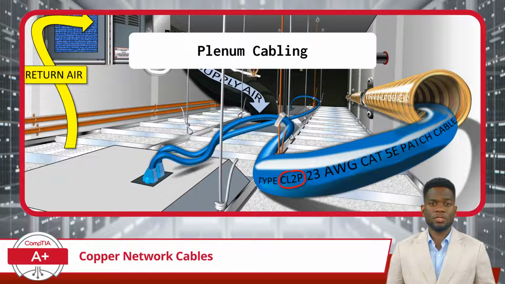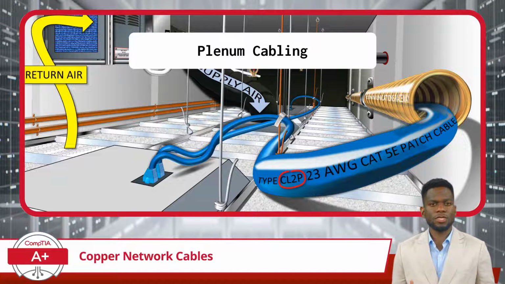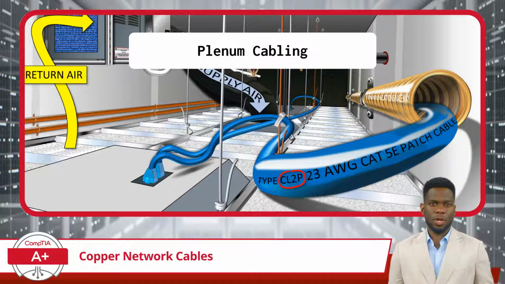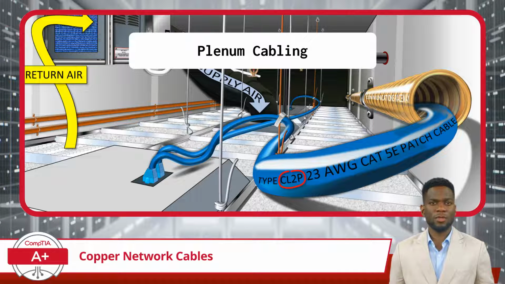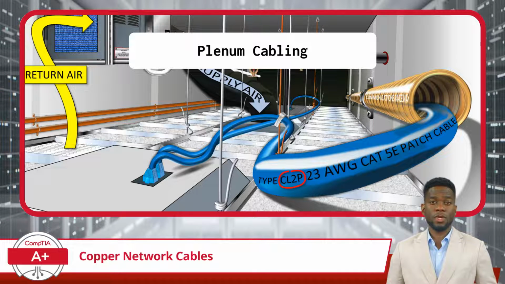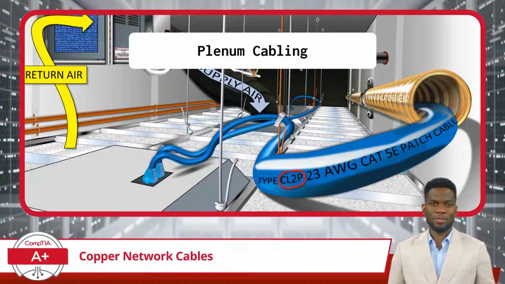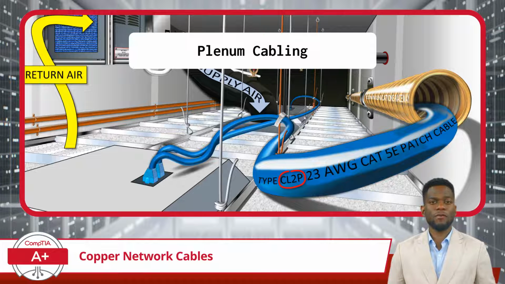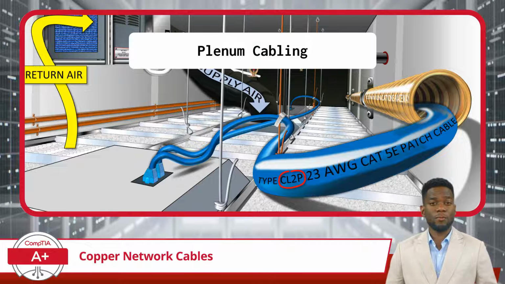Another construction consideration is a plenum rating. Plenum-rated cables are specifically designed for use in plenum spaces within buildings. A plenum space is an area used for air circulation in HVAC, or heating, ventilation, and air conditioning systems, typically found above suspended ceilings or below raised floors. These spaces serve as pathways for air to circulate throughout the building, helping to maintain proper airflow and temperature regulation.